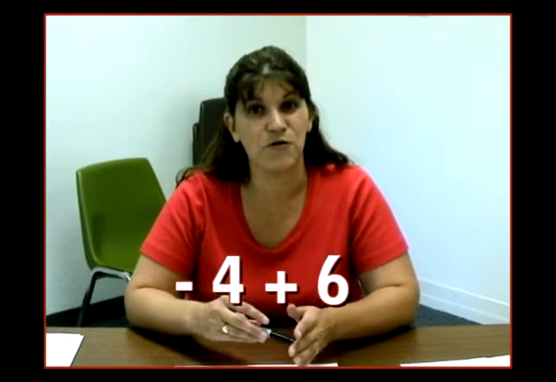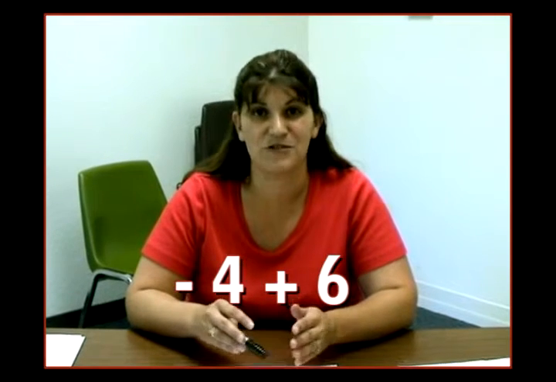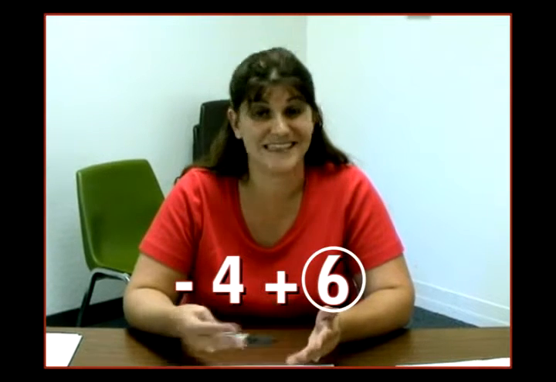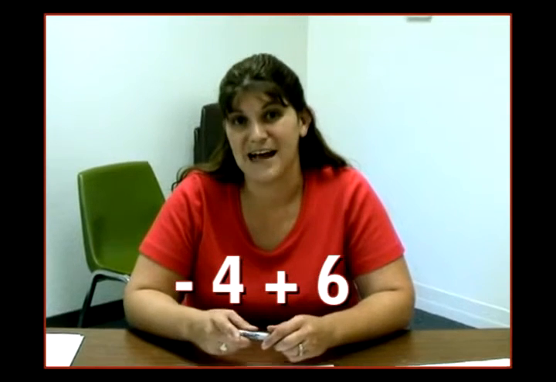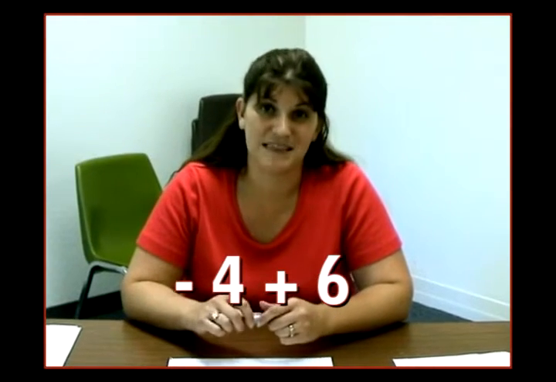When you add two numbers with different signs, you're going to be finding the absolute value of the numbers and finding the difference between the two. And then whichever number is greater, that's the number that has the sign. For instance, -4 plus 6. So we think about the absolute value of each number. The absolute value of -4 is 4. The absolute value of 6 is just 6.